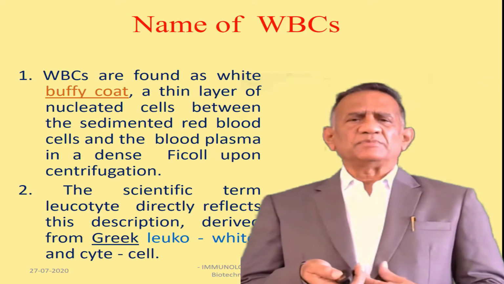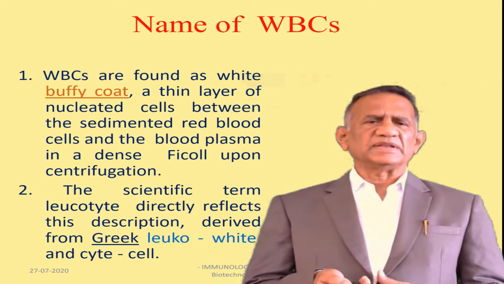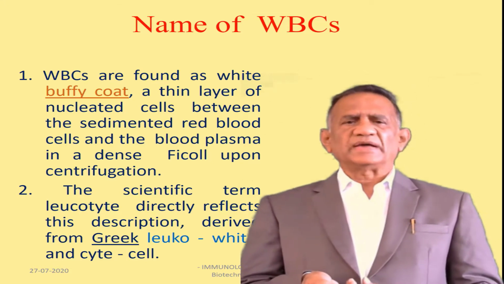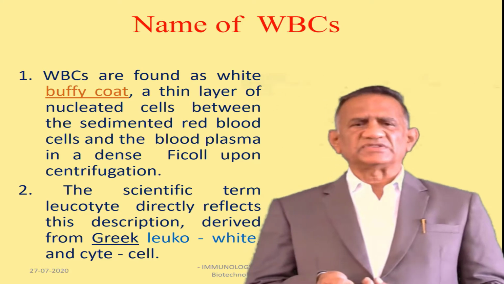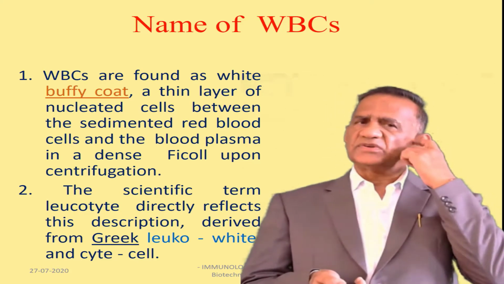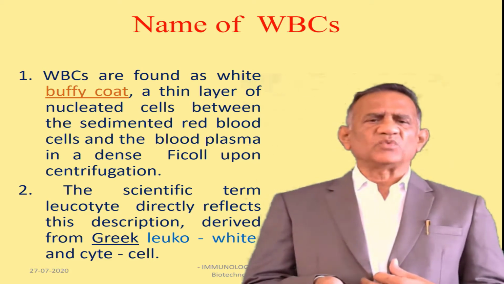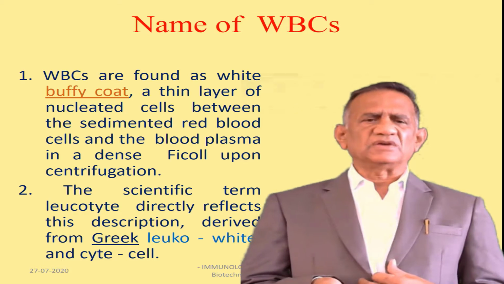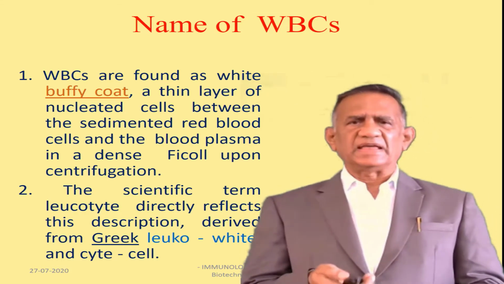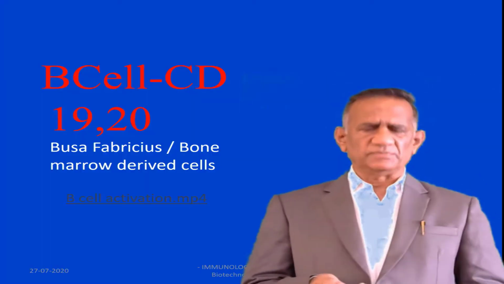So the WBC, white blood corpuscles, the name has come from the buffy coat, a thin layer of nucleated cells when they are isolated by Ficoll. Ficoll is a density gradient centrifugation technique wherein the WBCs are separated as a white buffy coat. The second thing is leukocytes: leuko means white. That's what they call WBCs. The name white has come from here. So now let us see the various WBCs.